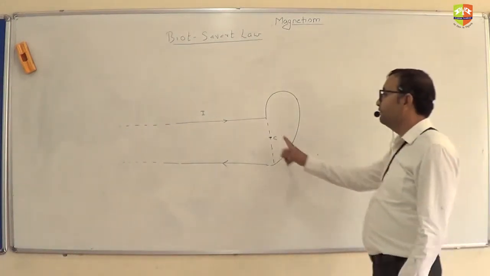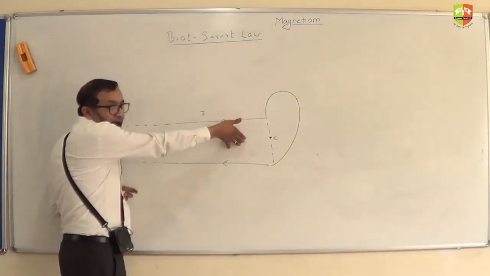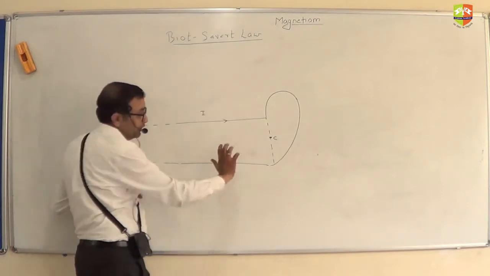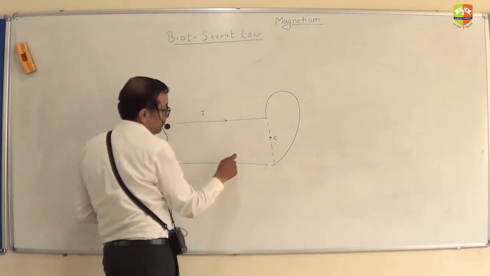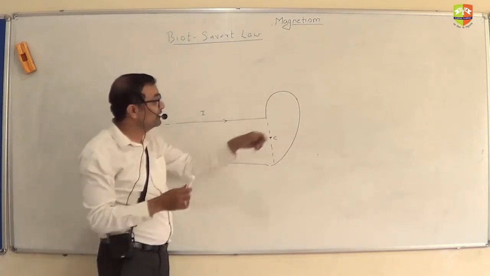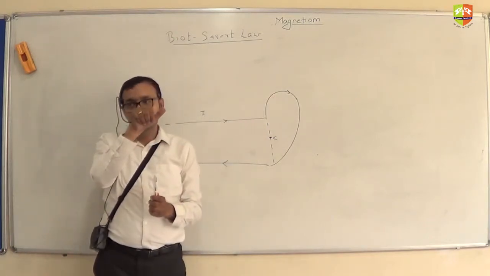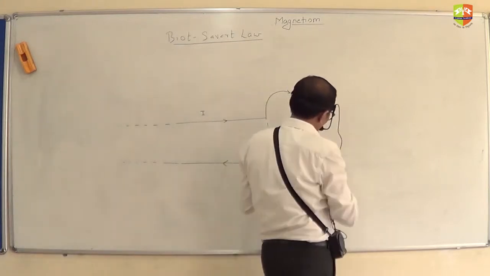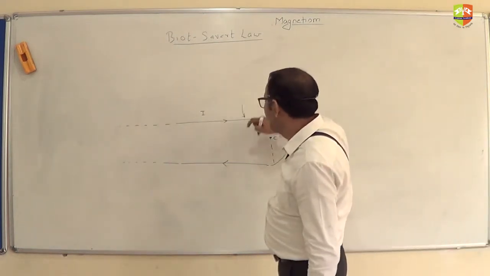Tell me the direction of the magnetic field due to this wire. Align your thumb like this. Here it is into the plane, there it is out, here it is into the plane. So both of them will get added up, into the plane. And due to this loop, which direction will the magnetic field be? It comes out, so the magnetic field due to the loop will be in the plane. Good. First, tell me what is the magnetic field only because of this infinite wire.